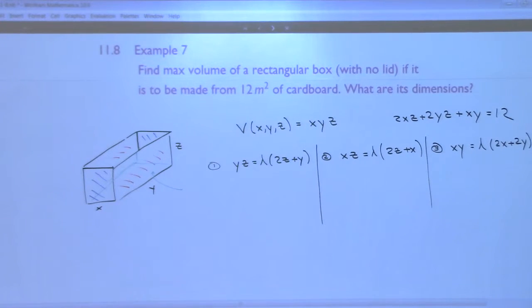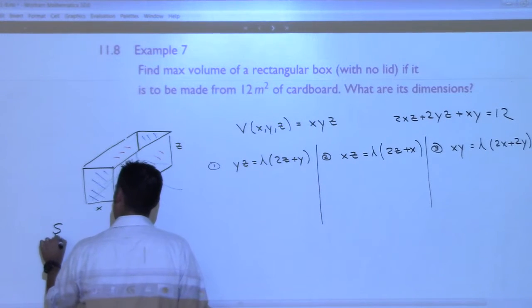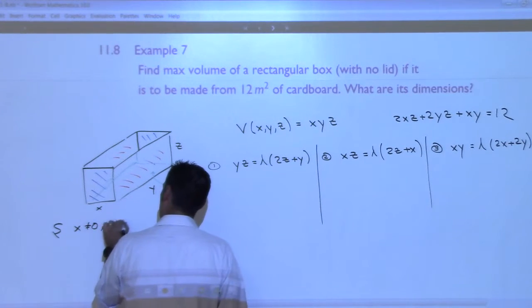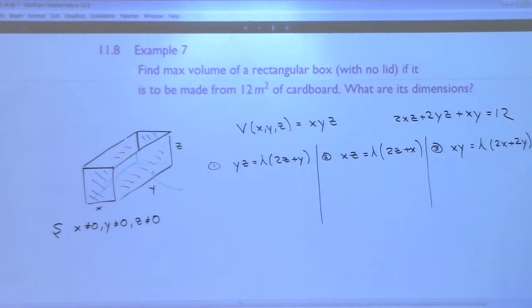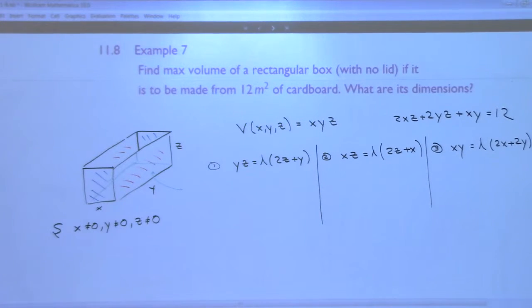Any ideas? Why am I doing that? I don't think we can have a zero height. Yeah, it wouldn't even make sense for us to talk about a box if we had any of those be 0. But what am I going to do to my equations?